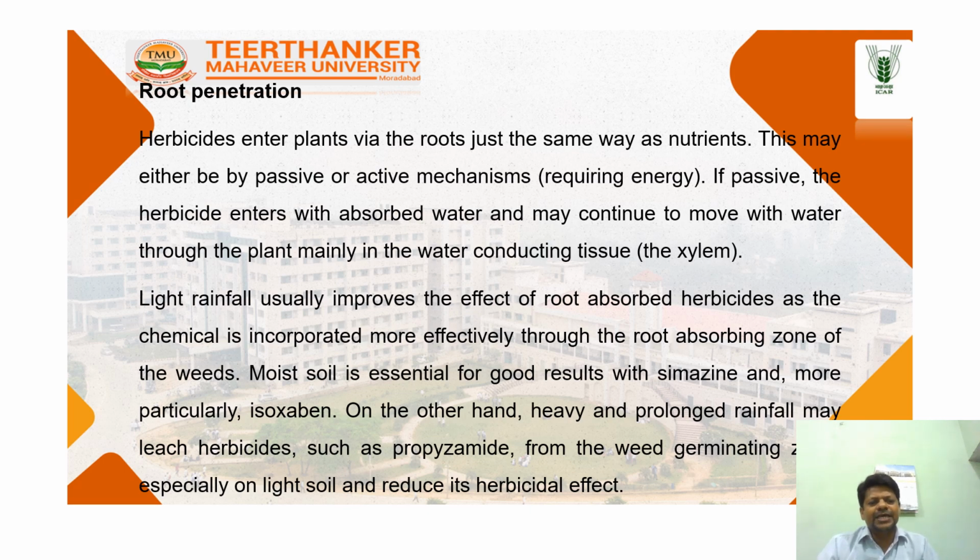Light rainfall usually improves the effect of root-absorbed herbicide, as the chemical is incorporated more effectively through the root absorption zone of the weeds. Moist soil is essential for the seeds to germinate and, more particularly, for the herbicide to be soluble. On the other hand, heavy and prolonged rainfall may leach the herbicide. Okay, it means if there is more rain or more water in the field, the herbicide leaches below the root zone, so there is no action of the herbicide, especially on light soil, which reduces herbicide effectiveness.